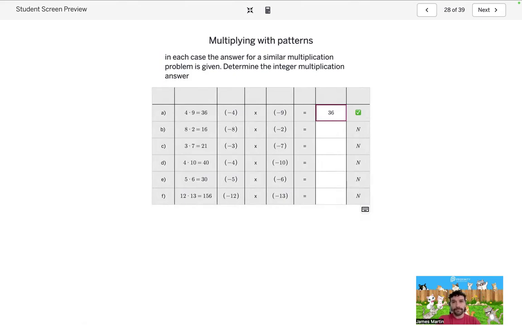All right, so now that we're back, we should hopefully notice that all of these are going to be the same. 2 times 8 is 16, so negative 2 times negative 8 is going to be positive 16. Negative 3 times negative 7 is positive 21. Negative 4 times negative 10 is positive 40. Negative 5 times negative 6 is positive 30. And then negative 12 times negative 13 is positive 156.